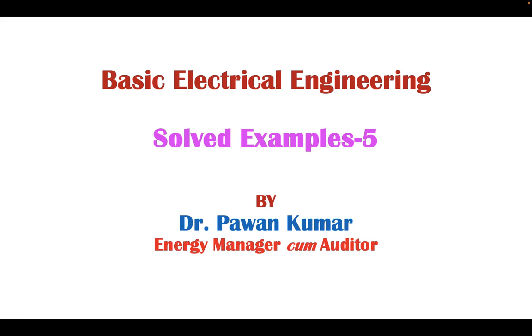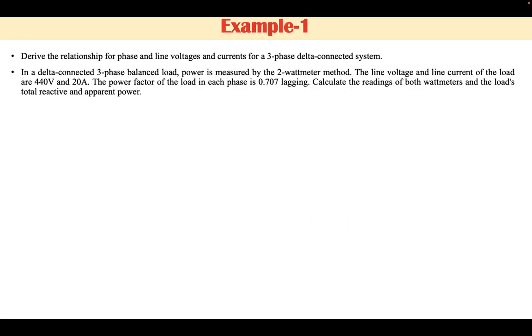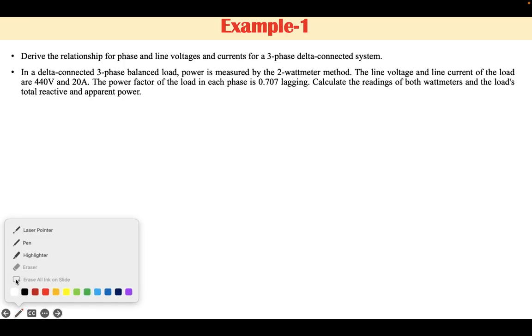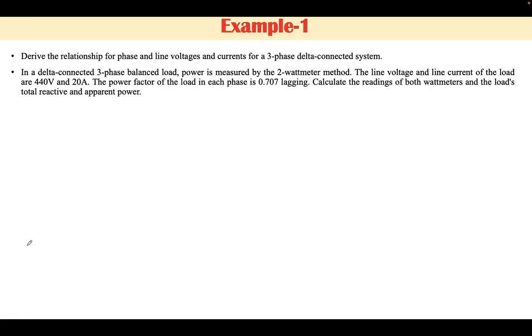In this class, we are going to discuss some examples. Let's consider first: derive the relationship for phase and line voltage and currents for a three-phase delta connected system. Here, a three-phase delta connection system is given to us. Let us draw a delta circuit.